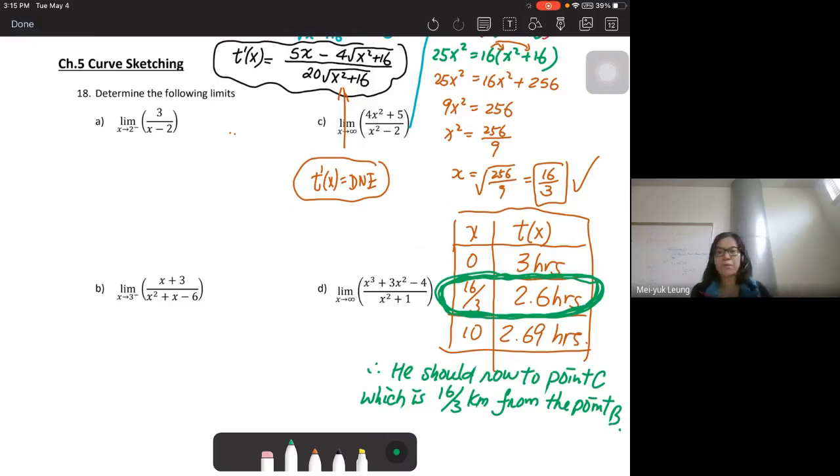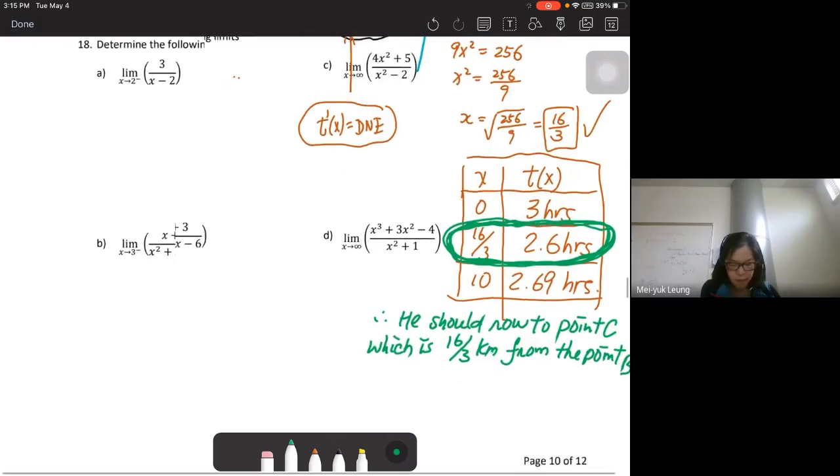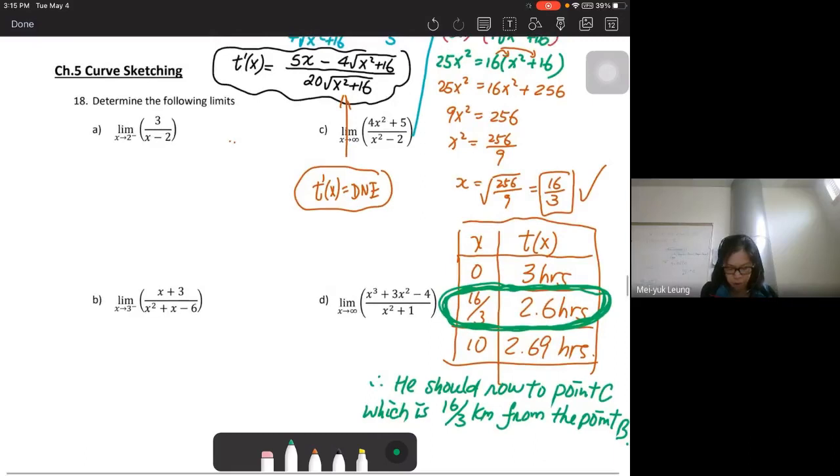All right. So now chapter 5. The first one, number 18, is all about the limit. So I'm going to let you try on your own. See if you can quickly figure out the limit of the given function, for each part, for each question. I'll give you 1 minute to see if you can do it.